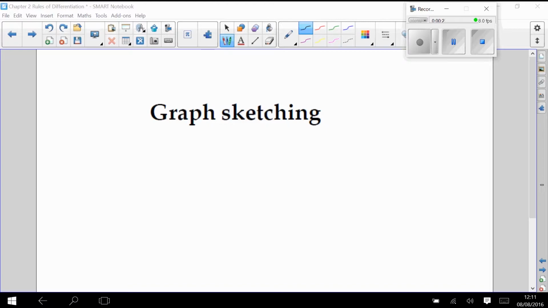Is your graph concave up or concave down? And then lastly, you must also be able to find x-intercepts if requested to do so. And sometimes to do this, you have to resort to using Newton-Raphson's method and finding the x-intercepts using approximation.